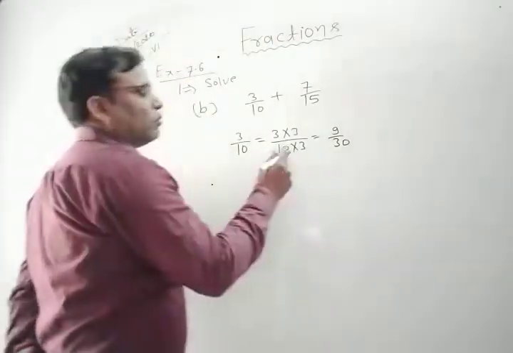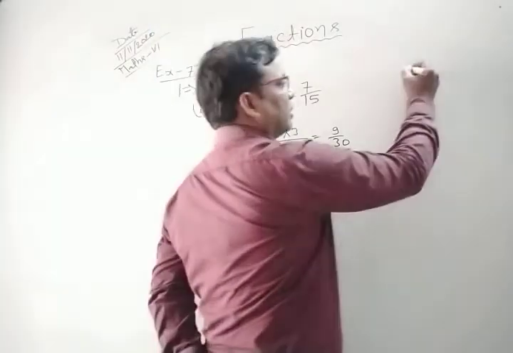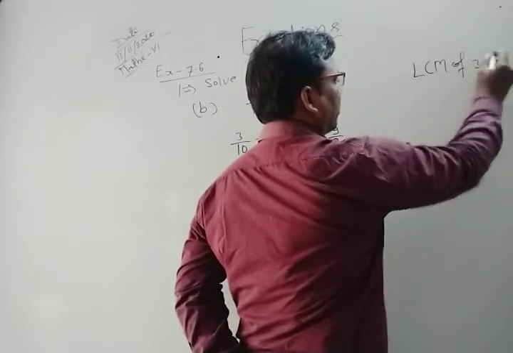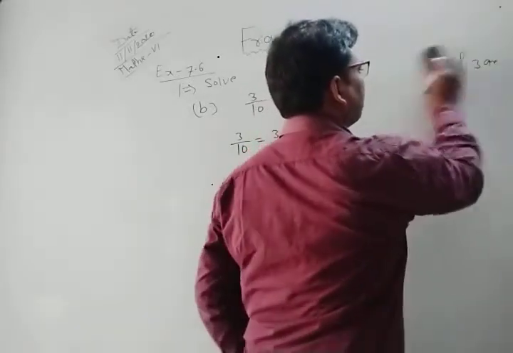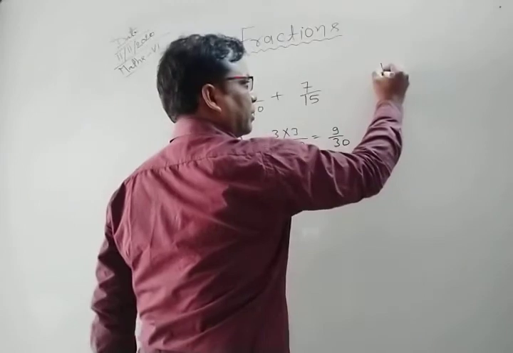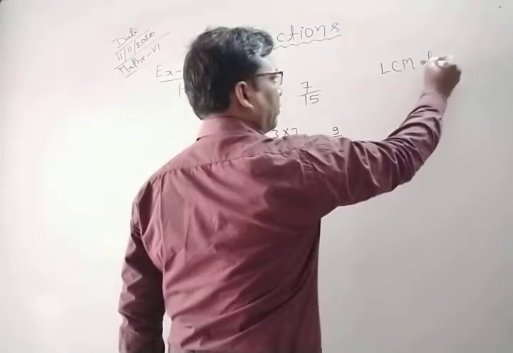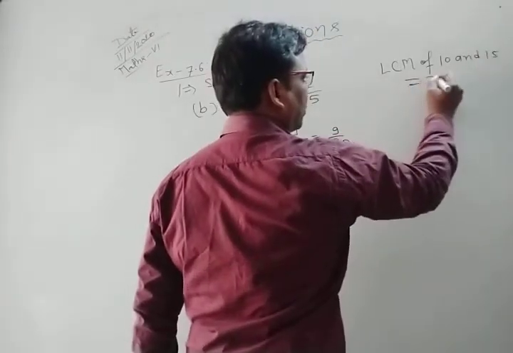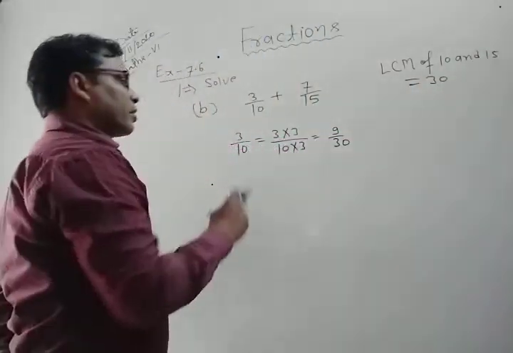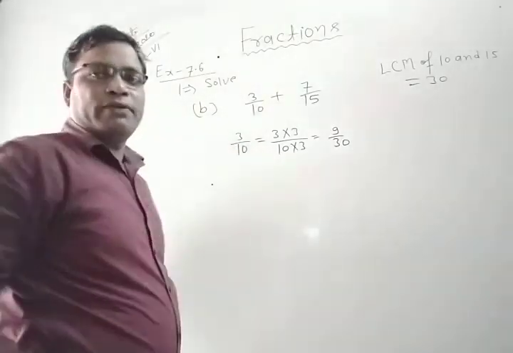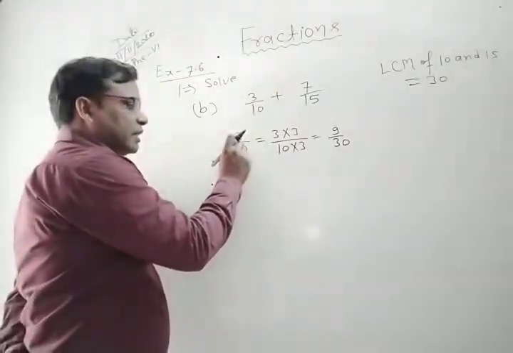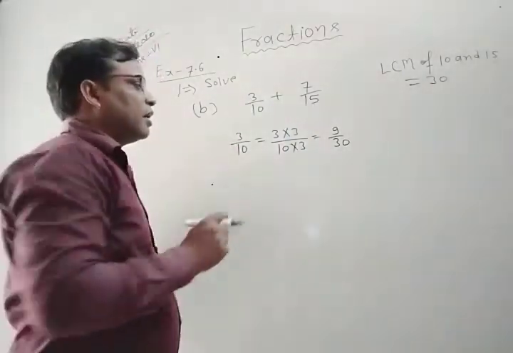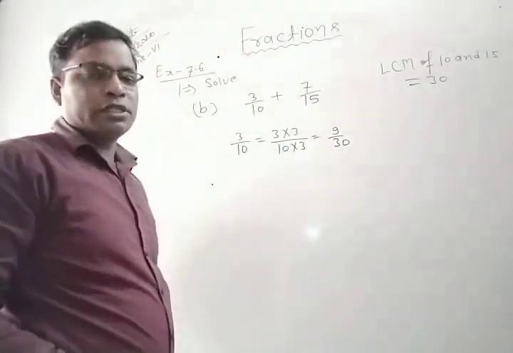And why multiply by 3 here? Because the LCM of 10 and 15 is equal to what? 30. So we write its equivalent fraction with denominator 30. For this we multiply 3 in the numerator and denominator. Clear? So it becomes 9 by 30.